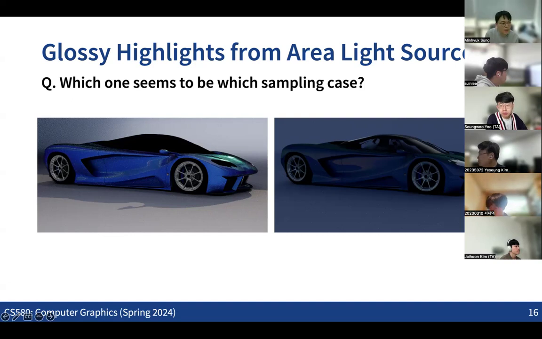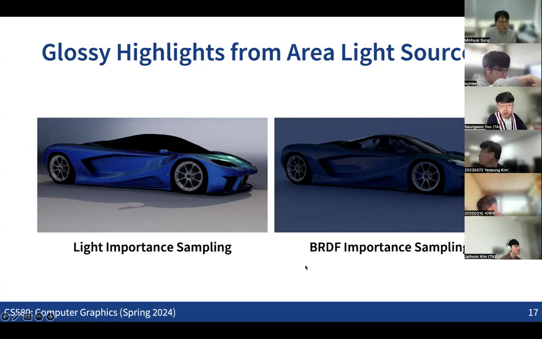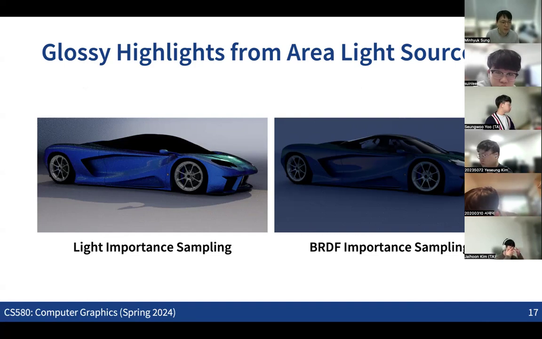As you can see, the left is the case where we are using light importance sampling. The overall image is brighter, while it is not precisely capturing the glossy reflection effect over the surface of the car. On the right-hand side, we can see that the metallic property of the car surface is better captured with the BRDF importance sampling, while the overall image is darker than the left one because it is not sampling from the light source. So these are the differences depending on which sampling strategy you choose.